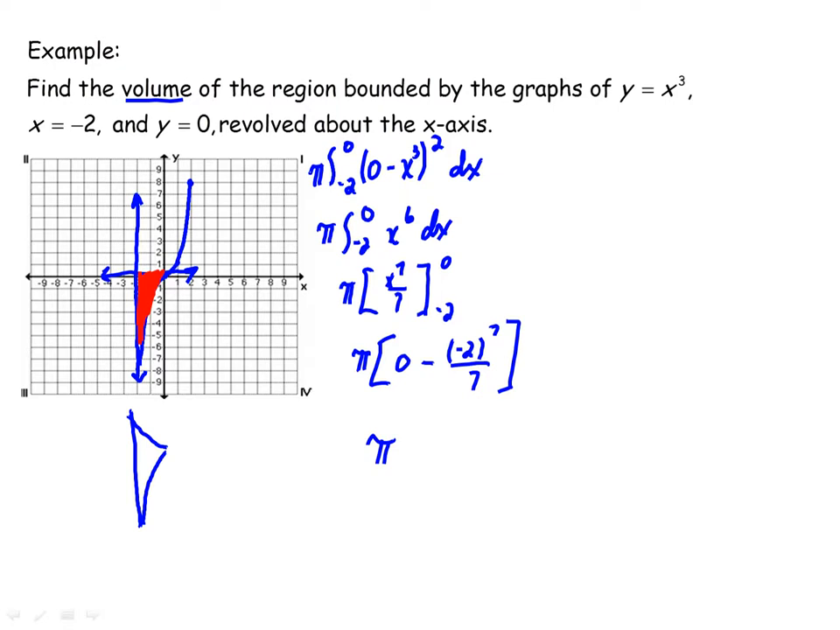So you're going to have pi times -2 to the 7th power. What is that? 128? But then you have a minus sign, so it's going to go to positive 128 over 7. So you have 128 pi over 7. Please don't get that confused.